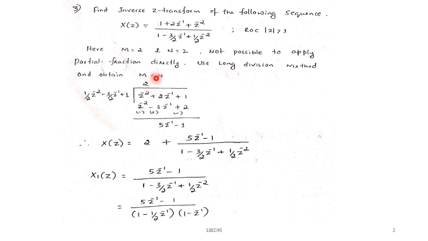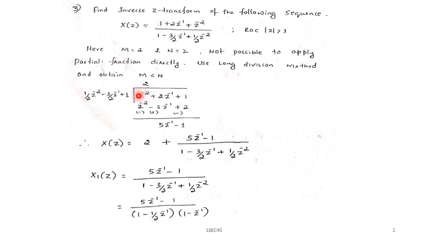Because m is equal to n, I need to obtain m less than n by using the long division method. The procedure is that I have to divide the numerator by the denominator. So I'll write the numerator z to the power minus 2 plus 2z inverse plus 1, and I'll write the denominator like this: 1 by 2 z to the power minus 2 minus 3 by 2 z inverse plus 1.